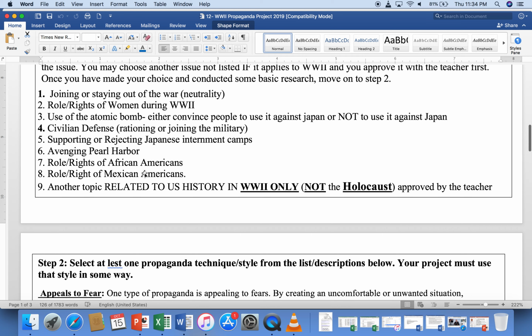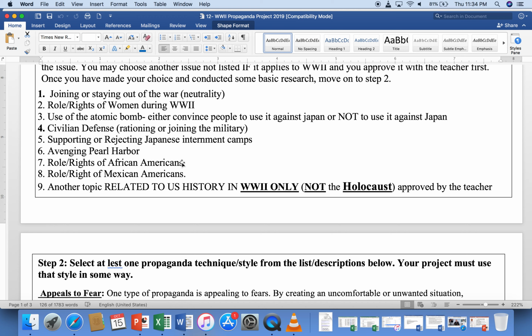You also have the rights and roles of African Americans or the rights and roles of Mexican Americans, if you're interested in doing a little bit of research about that and the Second World War, and then creating a poster convincing them to do something, right? We want to convince Mexicans to come to the United States to work in farms. That was the Bracero program during the Second World War. You're trying to convince or attract them to come here to work.